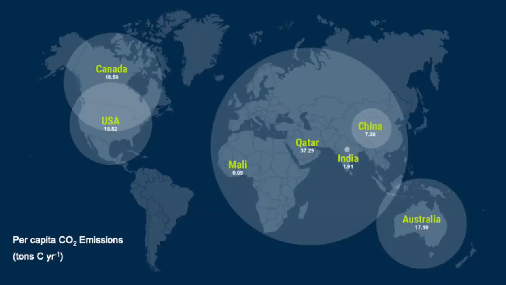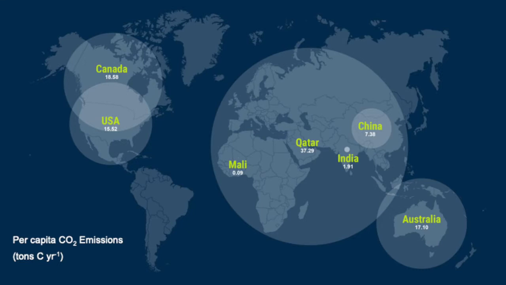A great example of the interdisciplinary nature of environmental science is to look at annual CO2 emissions. The figures I'm showing you here are the CO2 emissions per capita per year of Qatar, Mali, United States, Canada, Australia, China, and India.